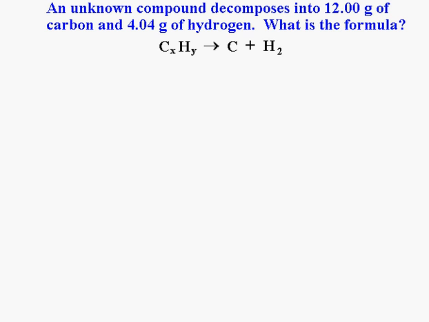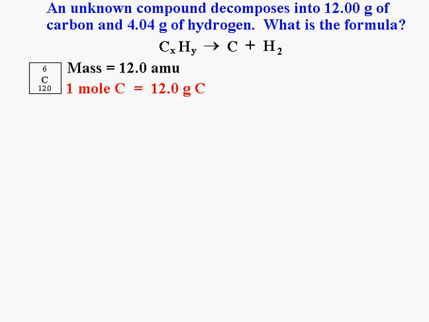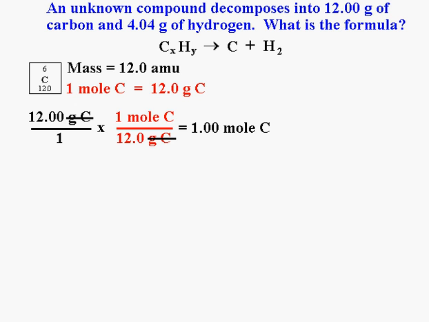The chemist's reaction produced 12.00 grams of carbon. I can convert that to moles if I look at the periodic chart. The entry for carbon on the periodic chart tells me that the mass of carbon is 12.0 AMUs. That also tells me that 1 mole of carbon is equal to 12.0 grams of carbon. That's our conversion relationship between grams and moles. So I take my grams of carbon, put it over 1, and multiply by the conversion relationship with grams of carbon on the bottom so that they cancel. And we find out that the chemist produced 1.00 mole of carbon.